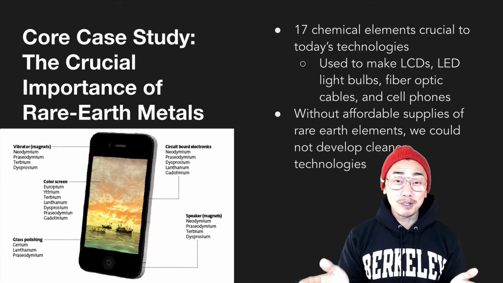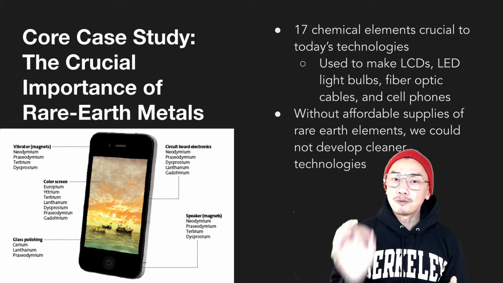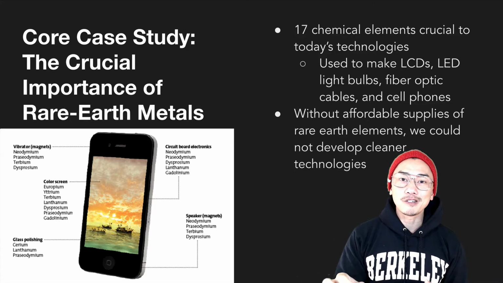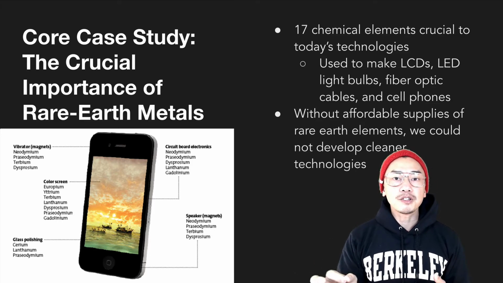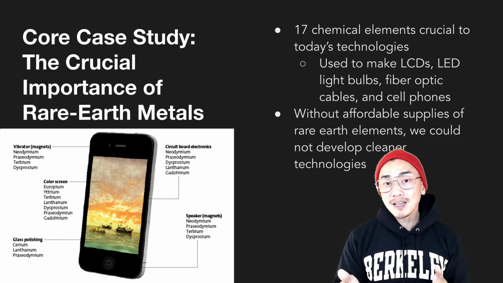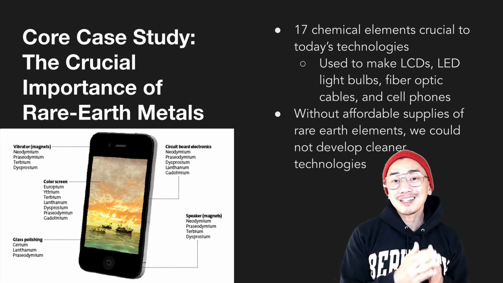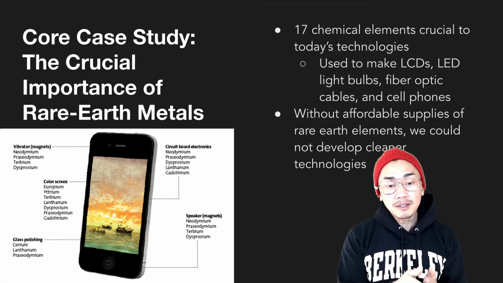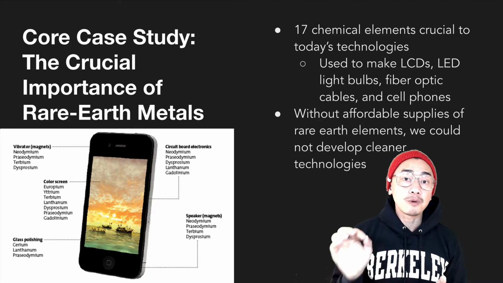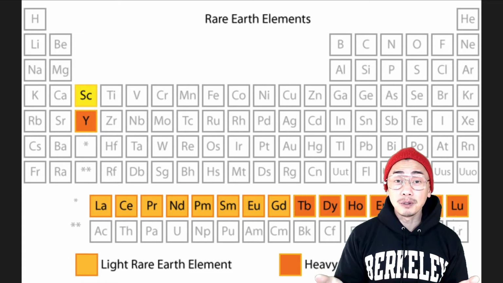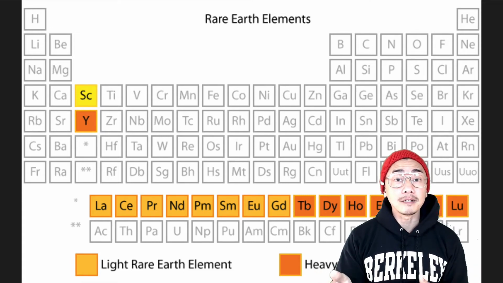The chapter begins with a discussion of rare earth metals. Rare earth metals are 17 chemical elements that are crucial to today's technologies. They can be found in everything ranging from LCDs, LED light bulbs, fiber optic cables, and cell phones. Without affordable and accessible supplies of rare earth metals, we could not develop the cleaner technologies that are needed now and in the future. In the diagram on the left, you can see all the different rare earth metals found in an iPhone. On this periodic table, you can see all rare earth metals highlighted.